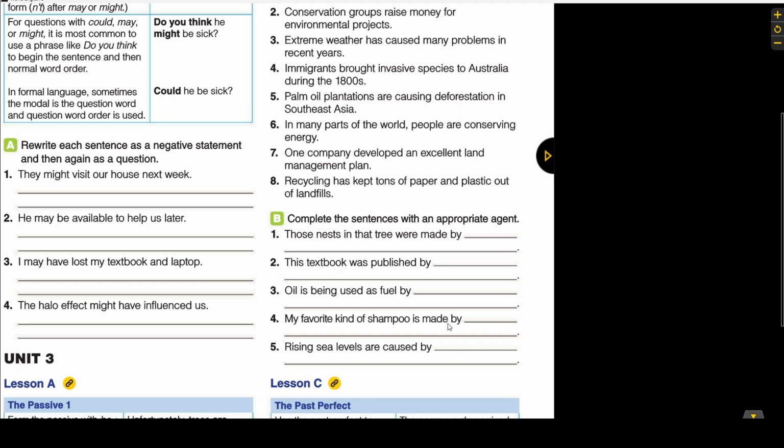This textbook was published by, and you can look at this textbook and see who published it. Oil is being used as fuel by, again, whatever you would like to put in there. My favorite kind of shampoo is made by, and then everybody has their favorite shampoo. Rising sea levels are caused by, what do you think? What causes rising sea levels? All right. If you need to take a screenshot, please do it now.